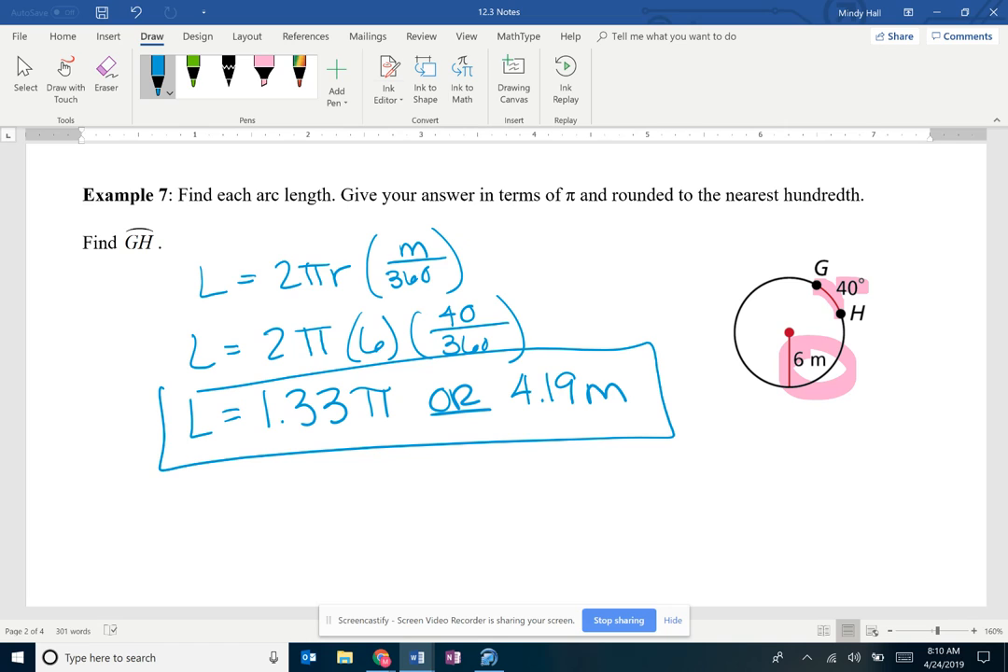So that is actually pretty much the gist of it. If you have any questions, feel free to ask, but it really is just those two formulas and being able to apply them.